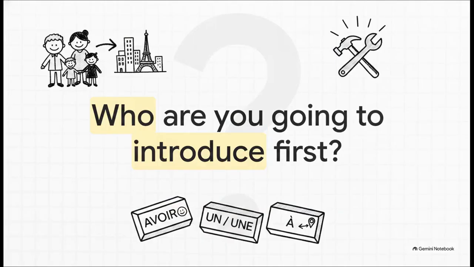So I'm going to leave you with this final exciting thought. Now that you have these incredibly powerful building blocks, you've got the verb avoir, you've got the gendered nouns un and une, and you have the geographical connector à, who are you going to introduce first? The tools are right there in your hands now. Go out and start building your own French sentences today.